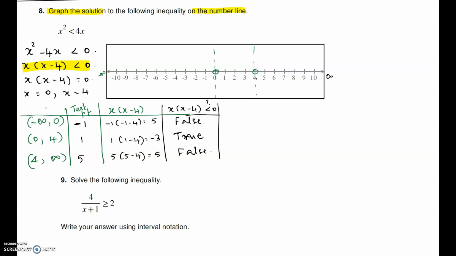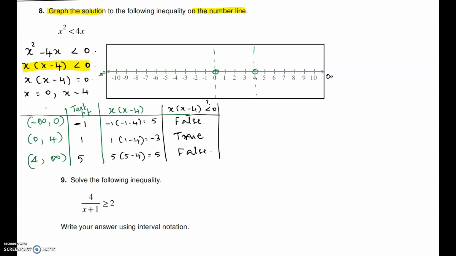First test point is negative 1. Then plug it into the inequality, x times x minus 4. In order for the inequality to be true, the product x times x minus 4 should be less than 0. So we plug it in here and we get the product to be equal to 5, which is obviously positive. So it is not satisfying this inequality, which is false.